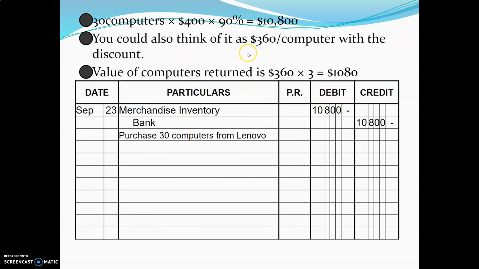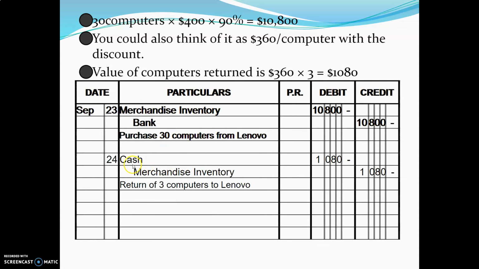Now, we also have that return of computers. Wish we could see that here, but I think it's the 26th. 3 of them get returned, which basically will reverse the order of this, which means our merchandise will go down by 3 times 360, which is $1,080, and our bank, in this case, or cash, it should be bank. It should be consistent. Will end up being debited $1,080.